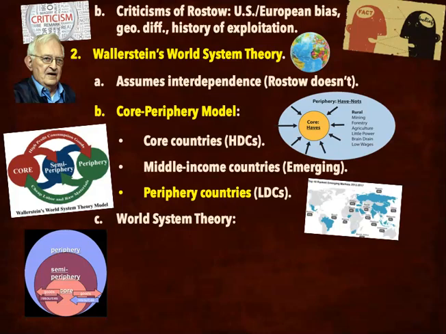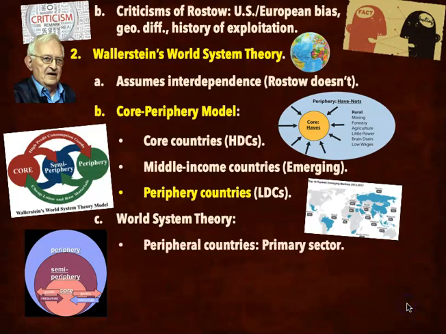We finished off in class looking at the three parts that make up the core periphery model: the idea of core countries, middle income countries, and periphery countries. From there we get into the guts of Wallerstein's theories, and that is his world system theory. Pretty simple. Here we go.